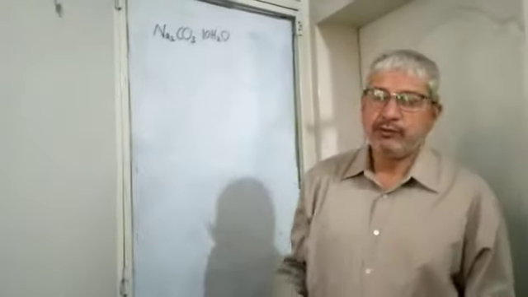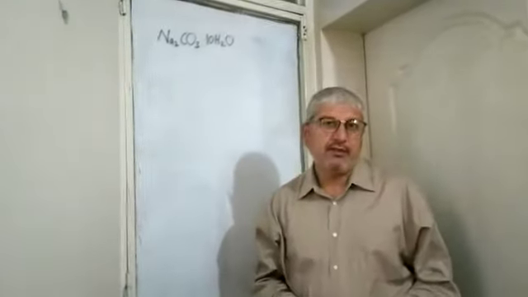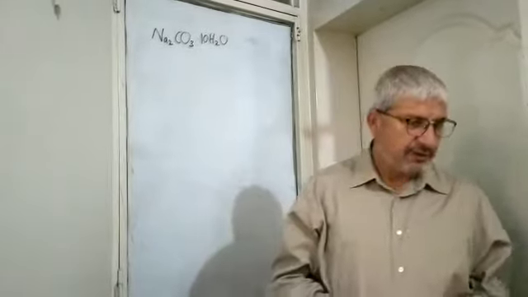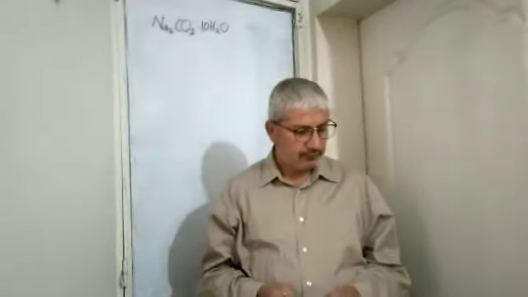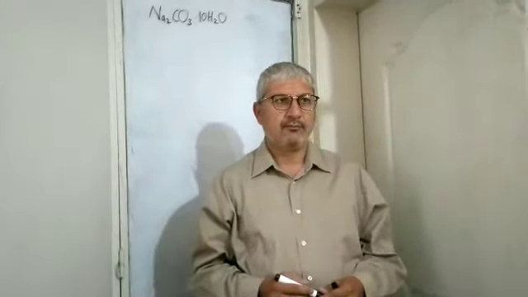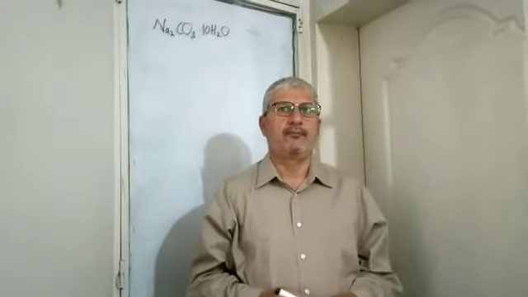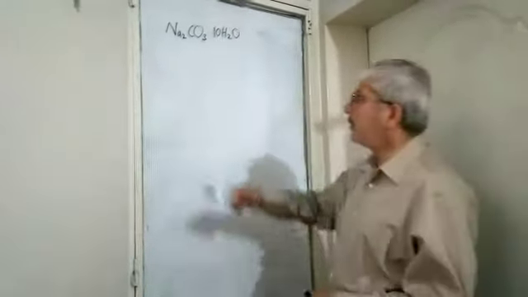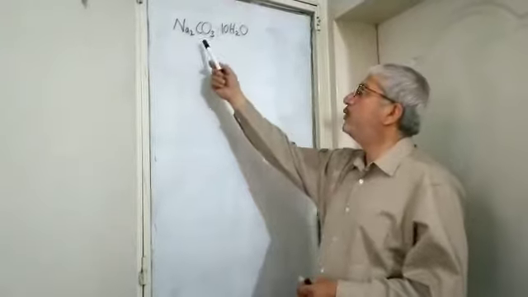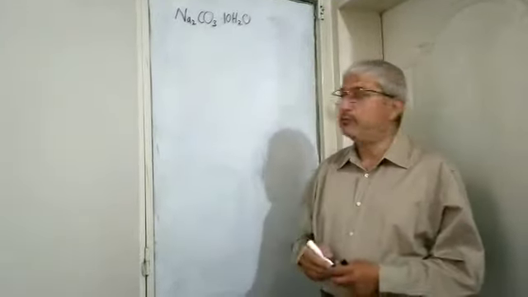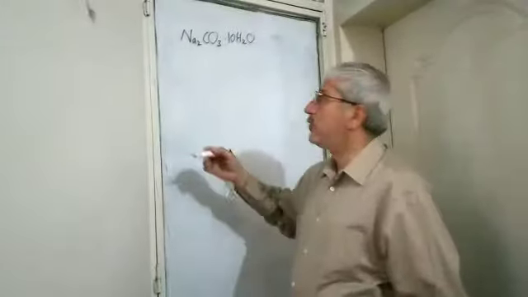Today we are going to solve the questions of chapter 9. Read the first question, please. Which steps would you use to correctly calculate the relative formula mass of sodium carbonate crystals? Now, the formula of sodium carbonate crystals is Na2CO3·10H2O. Now, let's see what you have to do.